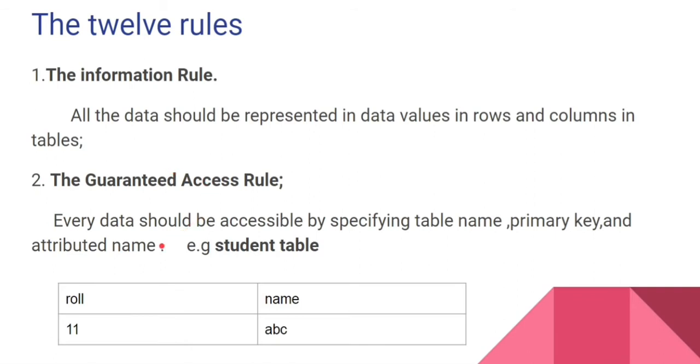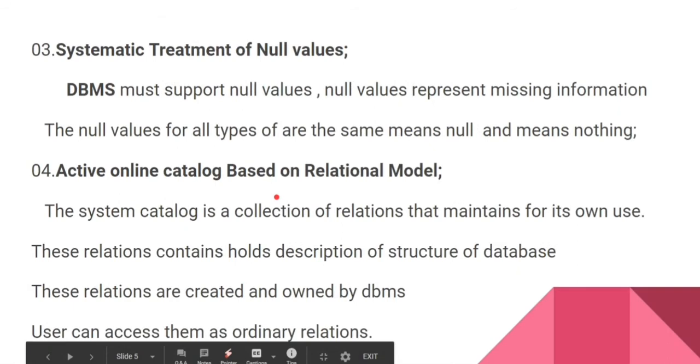Next we have the guaranteed access rule. The guaranteed access rule specifies that we can access the data. It is guaranteed that the data present in the table must be accessible. Every data item should be accessible by specifying the table name, primary key and attribute name. With the help of structured query language we can access that data. So the information rule says the data is stored in rows and columns, and the guaranteed access rule specifies the data is accessible.